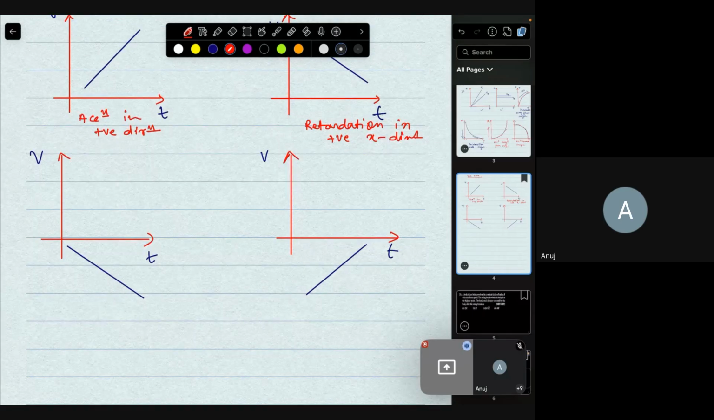About third, what about third? Velocity is increasing with time, but in negative direction. So you can say the acceleration in negative direction. Fourth one, velocity is decreasing because it is going like this. So you can say retardation in negative direction.